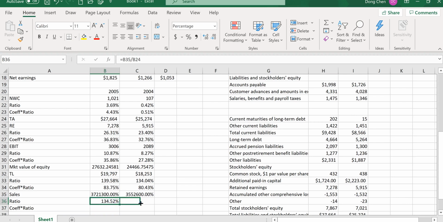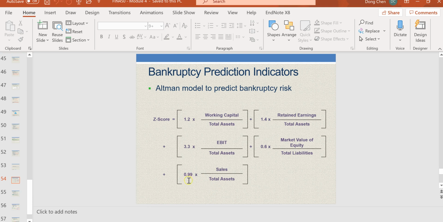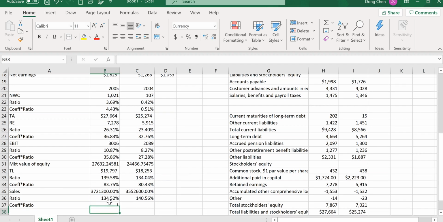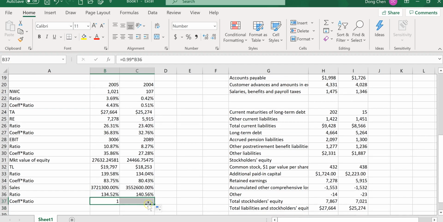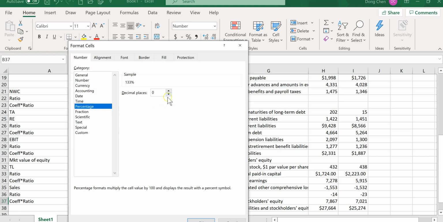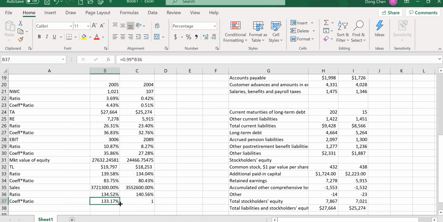So just pull the cell to the right, and then for the coefficient times ratio, the coefficient here is 0.99. 0.99 times this ratio here, and then that's my coefficient times ratio. Again, the reason I got 1, I believe, is because I kept 0 decimal place. So I want to use in percentage term and keep 2 decimal place. Again, this is not for the final answer yet.